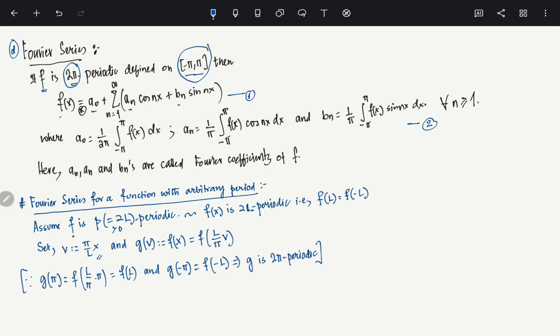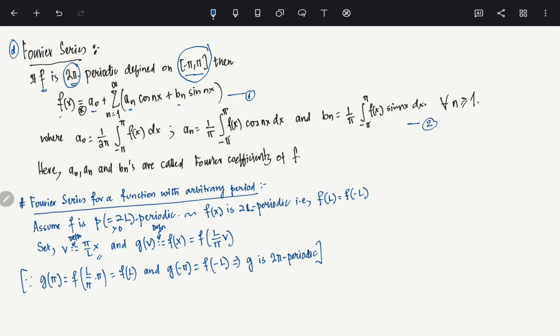Now you see, if you set v to be pi by L times x, this particular variable, then we define g of v as f of x. This is the definition. If we define it like this, you can see that g is going to be 2 pi periodic. Now for 2 pi periodic functions, we know what happens to the Fourier series, so we are going to use that idea.